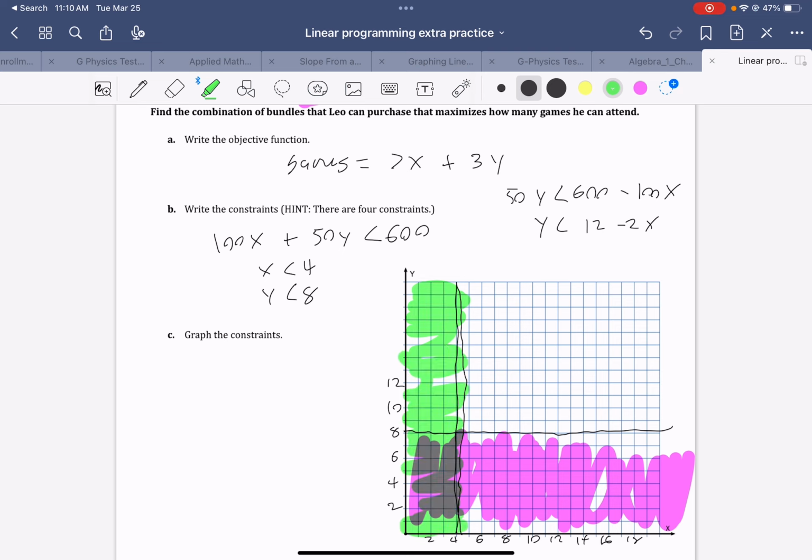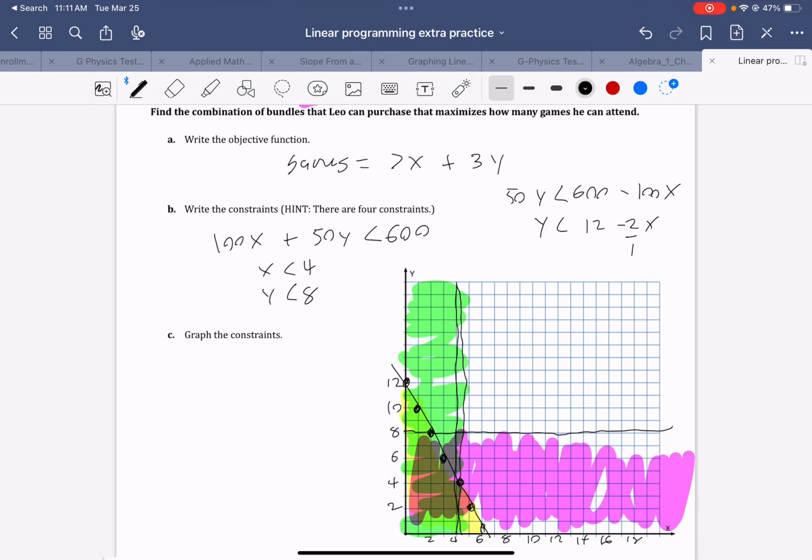And then finally, y is less than 12 minus 2x means we're going to start at 12. And our slope is negative 2 over 1, so we're going to go 2 down, 1 to the right, repeating that across. And then less than means that we're going to shade this region over here. So the area which is shaded by all 3 is this shape right over here.